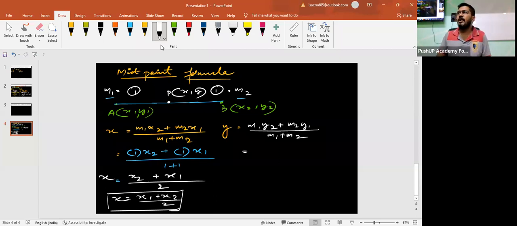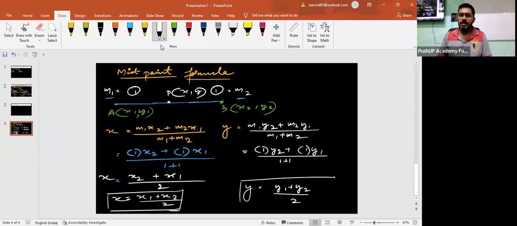Here also the same logic, right? M1 and M2 is what? 1:1. So 1 into y2 plus 1 into y1 divided by 1 plus 1. You will get the y coordinate of P as y1 plus y2 whole divided by 2. If you want for your reference, you can just note it down. Okay. So please understand, midpoint formula is derived from section formula. Now we can solve the next sum.